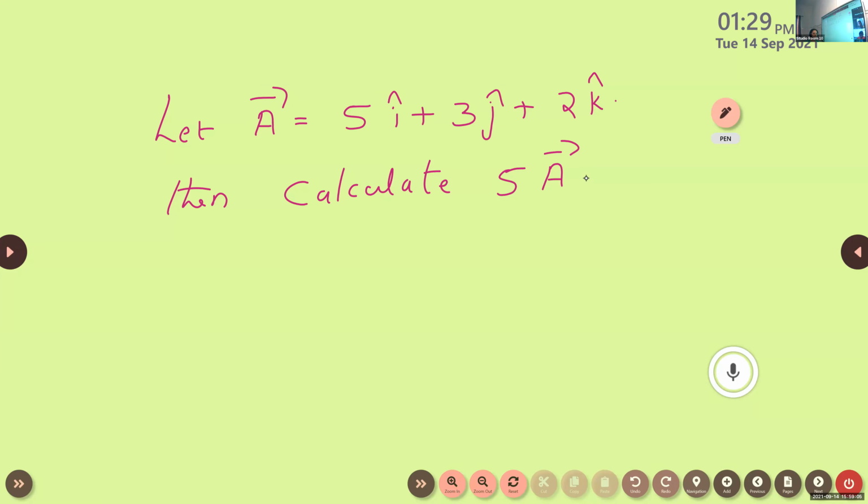Here in that equation, magnitude is not present. You just rub out that magnitude. 5 A is equal to 5 into 5i cap plus 3j cap plus 2k cap. So it becomes, multiplying into the bracket, 5 into 5, 25 i cap, plus 5 into 3, 15 j cap, plus 5 into 2, 10 k cap. This is the answer.